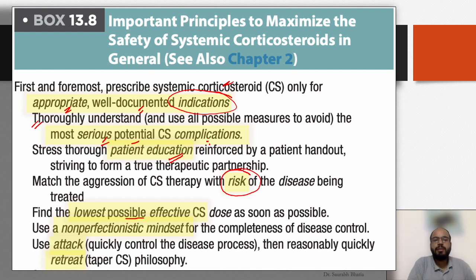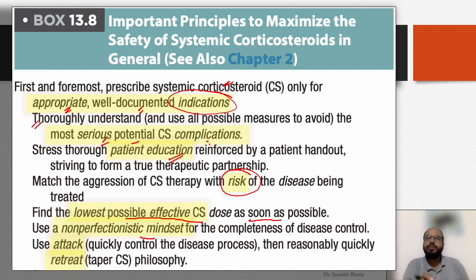Find the lowest possible effective corticosteroid dose as soon as possible. You start with a steroid dose, let's say 0.5 mg per kg, and you may increase to 1 mg per kg. Find the lowest possible effective dose which does the work as soon as possible and maintain the patient on that, and then quickly shift to another non-steroidal immunosuppressive drug if the duration of immunosuppression required is long. If it is short, then you can gradually taper and stop the steroids. Have a non-perfectionist mindset. Do not keep in mind that you will achieve complete disease control by using steroids only.